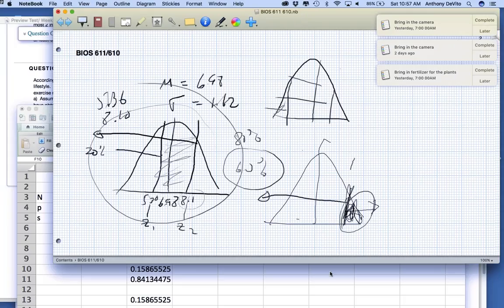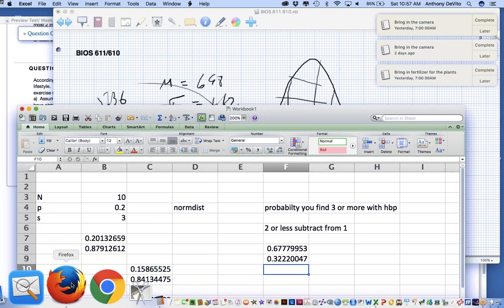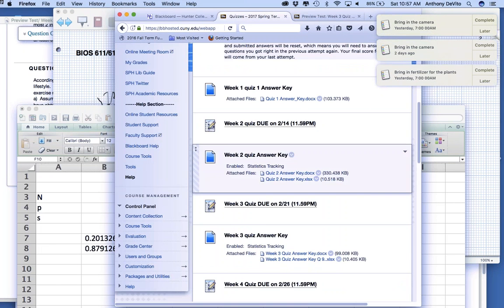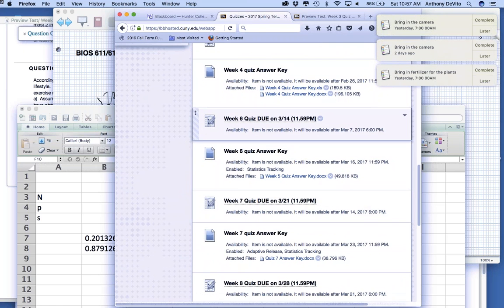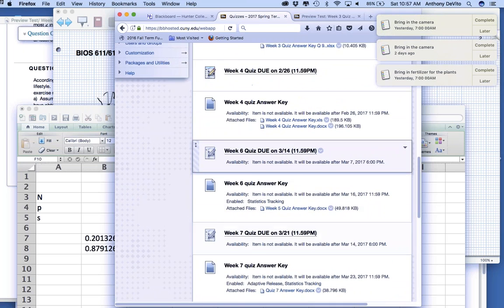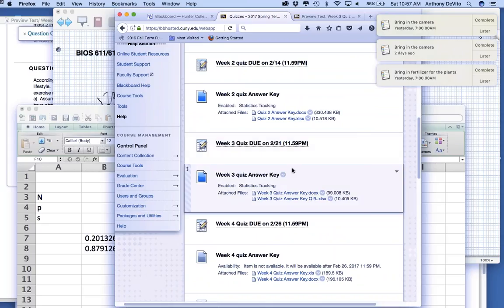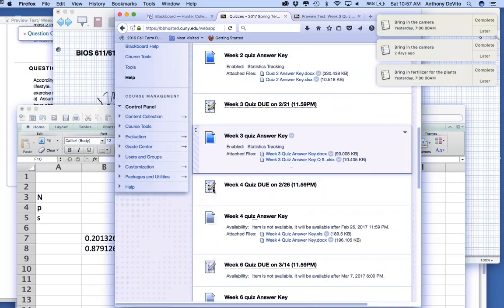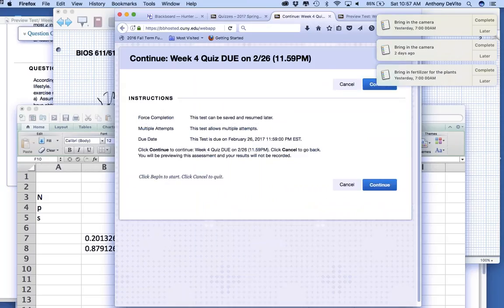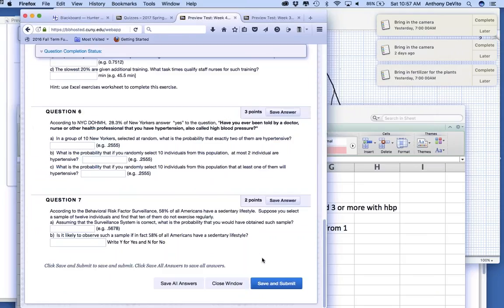Can you explain the last question on quiz 5? You guys are on quiz 5 already? Hang on a second. Let me take a look at that. Quiz 5. I don't think we've posted a quiz 5 yet, have we? Oh, quiz 4. Last question on quiz 4. Okay, quiz 4. Let's go back here. Last question.